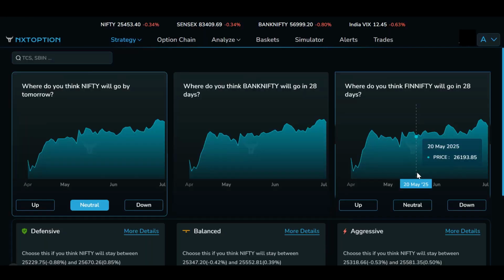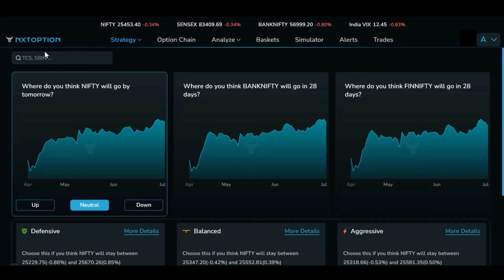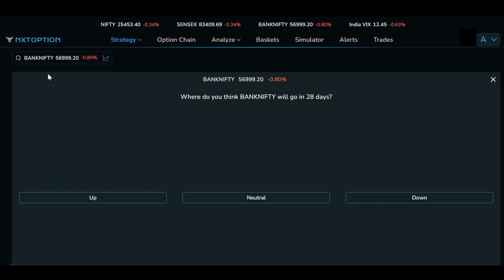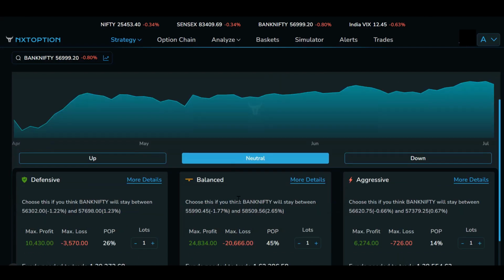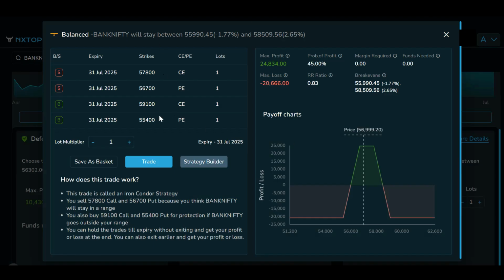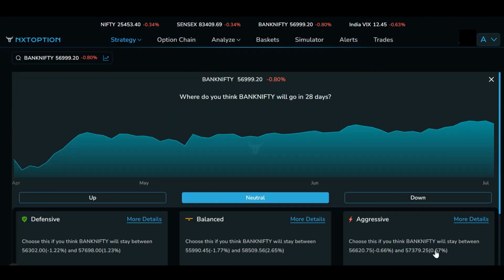Now, this is not only available for Nifty, but also for other indexes like BankNifty. You can do it. So here, if you think BankNifty will be neutral, they will give you the ready strategy that can be deployed. So if you don't have clarity on which strike call option to buy, or which strike put option to buy, what options to sell, you get a ready inbuilt strategy over here.